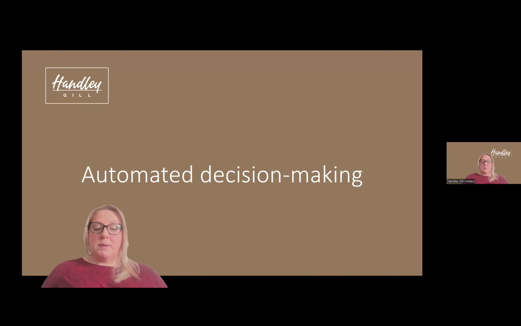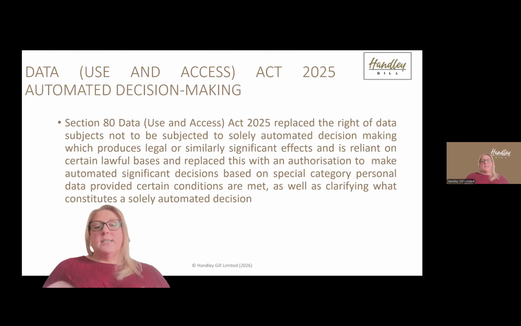Next, we have automated decision making. Section 80 of the Data Use and Access Act replaces Article 22, brings in new provisions replacing Article 22 of the UK GDPR. So whereas until recently, until last month, data subjects had the right not to be subject to solely automated significant decisions, so decisions producing legal or similarly significant effects, reliant on certain lawful bases.